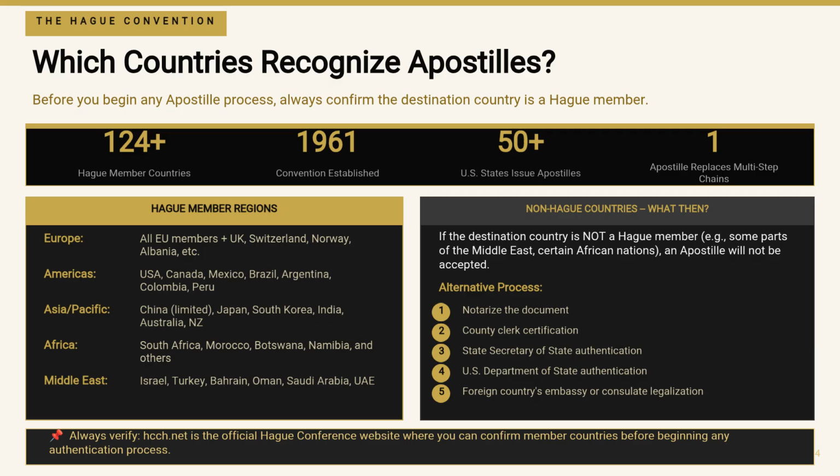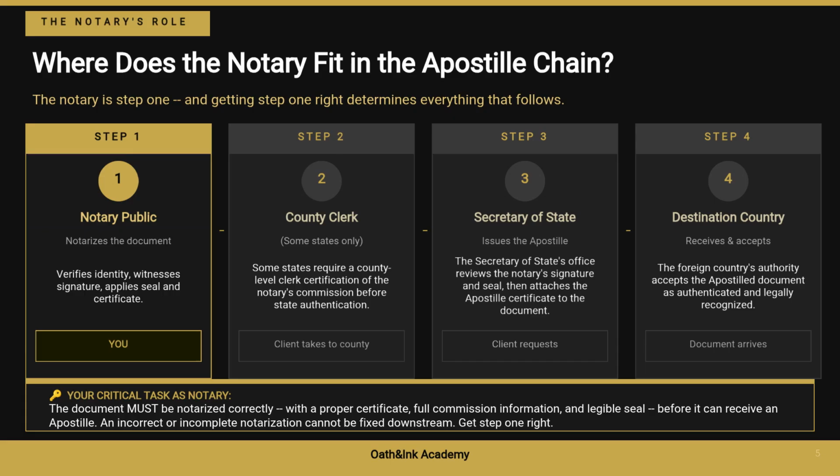If it's not, you need to redirect the client to a document legalization specialist. The resource at the bottom of this slide is the HCCH website, the official Hague conference resource. Bookmark it, verify it, do not assume. Now let's look at where the notary actually sits in the apostille chain, and why step 1 is where the entire process either succeeds or fails. The chain has 4 links. You are the first. You notarize the document. You verify the signer's identity. Witness the signature. Complete your notarial certificate with all required information, and apply your seal.